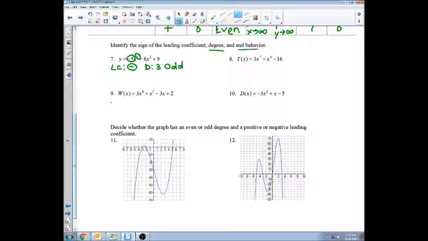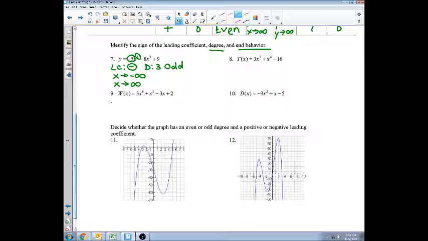Now we need to tell the end behavior. Well, if you don't know it off the top of your head yet, you can always look back at your rules list. Okay, I have a leading coefficient that is negative, and I have an odd degree, so as x approaches negative infinity, x approaches positive infinity, that will never change.